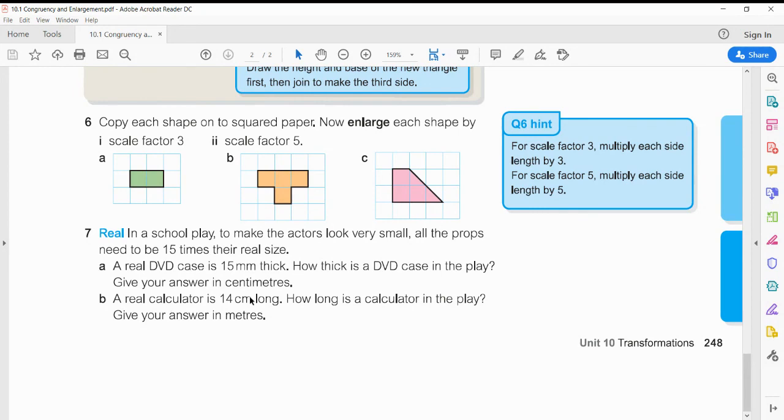A real calculator is 14 centimeters long. How big is it going to be in the play? So 15 times 14 is going to be, I think, 210. And so that's going to be 2 meters and 10 centimeters, 2.1 meters.